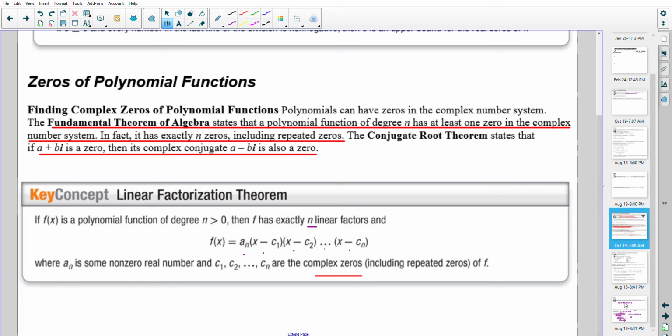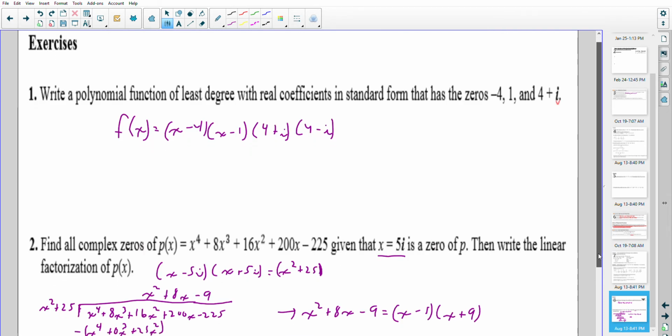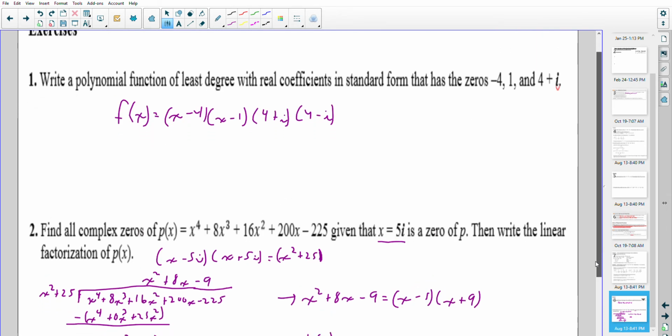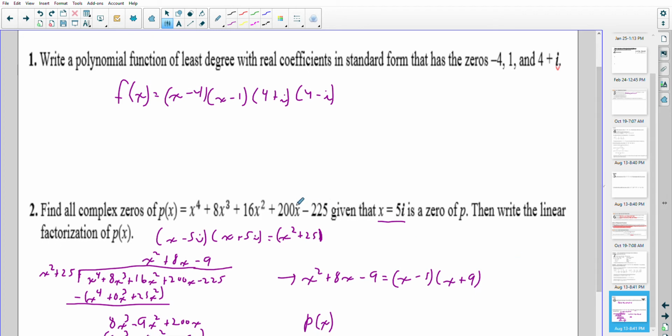Let's take a look at doing two problems. I did some work on here because, as you can see, it does require some effort. But the first one's pretty basic. It says write a polynomial function of at least degree with real coefficients in standard form. Well, we'll forget about the standard form, but it says that the zeros are these three zeros, but along with those zeros, you also have 4 minus i, because the conjugate has to be a zero as well.